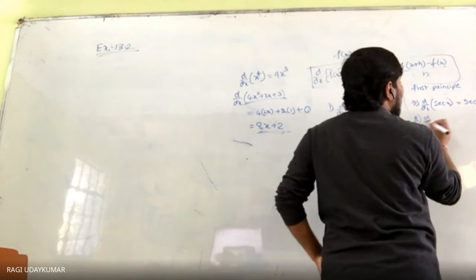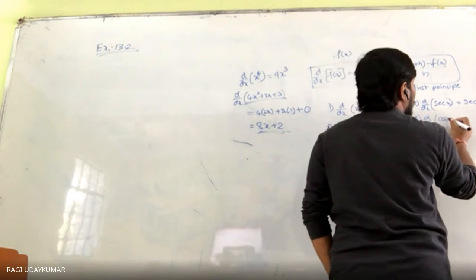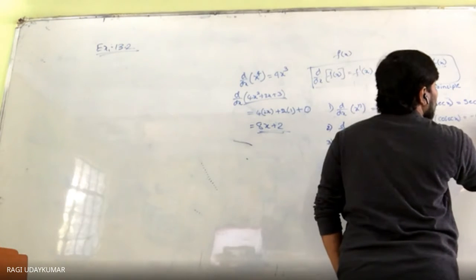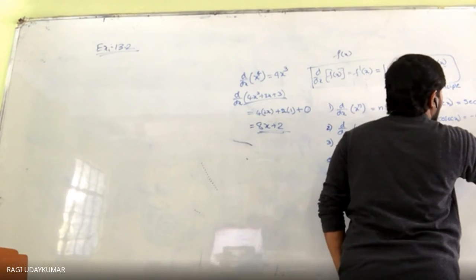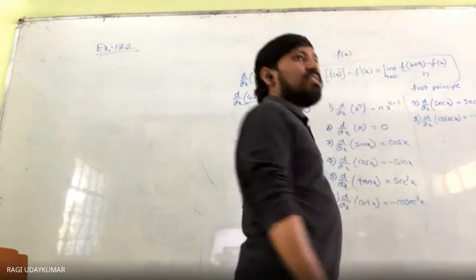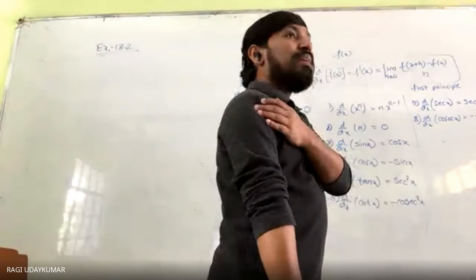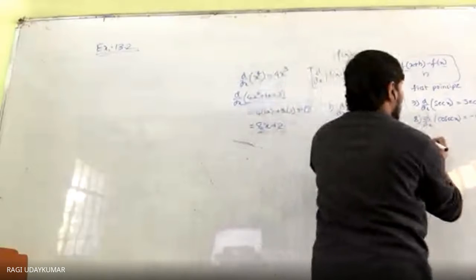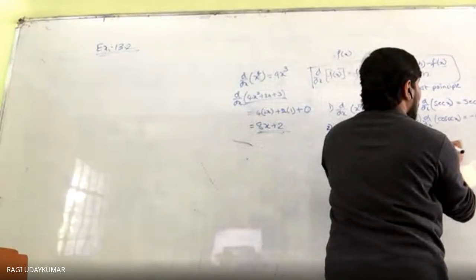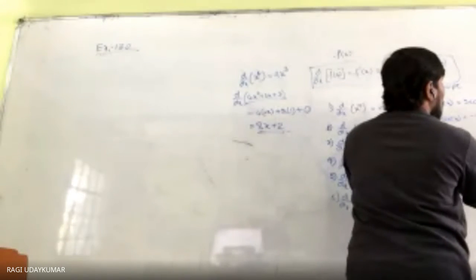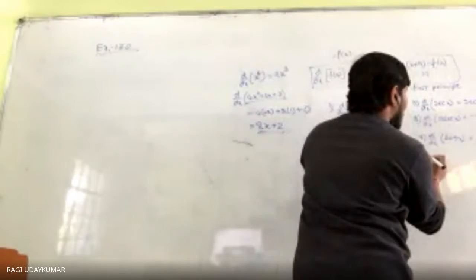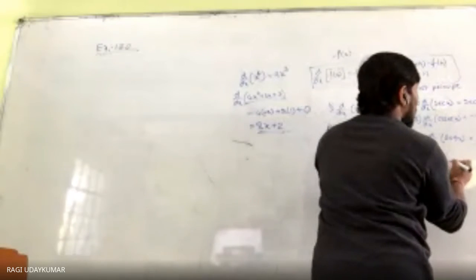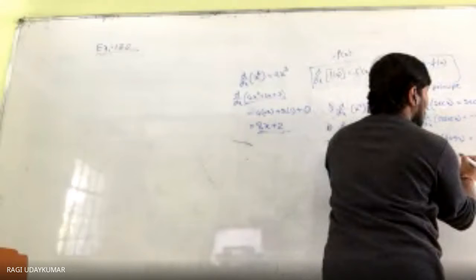And eighth one, d by dx of cosec x is equals to minus cosec x cot x. D by dx of log x is equals to 1 by x. D by dx of e power x is equals to e power x.